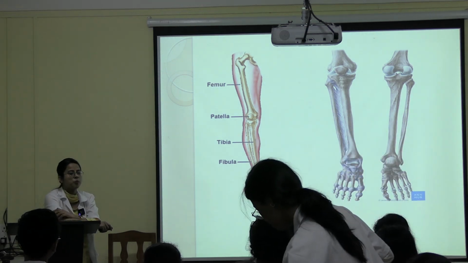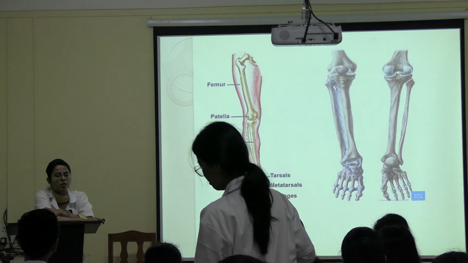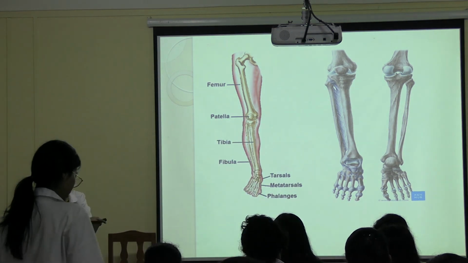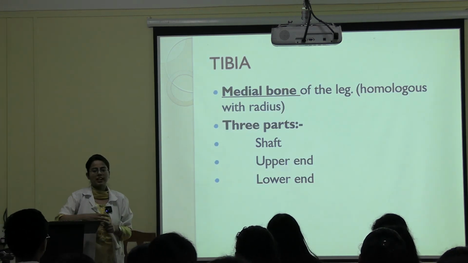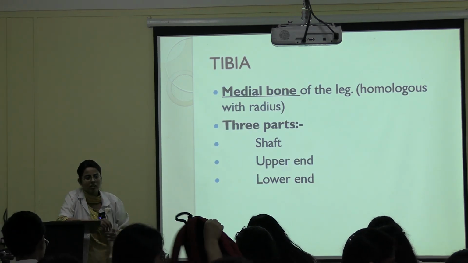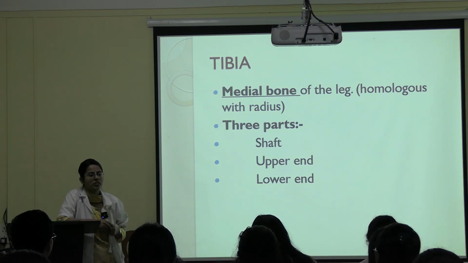Okay, so what is the other bone which is present in the leg? Fibula. So tibia is present medially. Clear? So this is the bone. So it is the medial bone of the leg. It is homologous with radius, which is present in the upper limb. So it is morphologically similar.